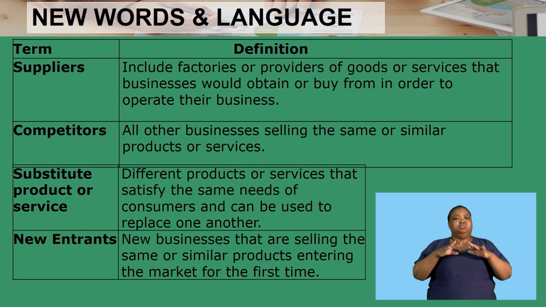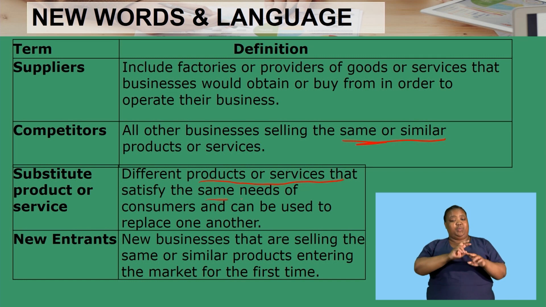The first one is suppliers, which includes factories or providers of goods or services that the business would obtain or buy from in order to operate their businesses. Number 2, we've got competitors. These are all the other businesses that are selling the same or similar products or services. We've got substitutes, or substitute product or service. These are different products or services that satisfy the same needs of consumers and can be used to replace one another. We've got new entrants, new businesses that are selling the same or similar products that are entering the market for the first time.